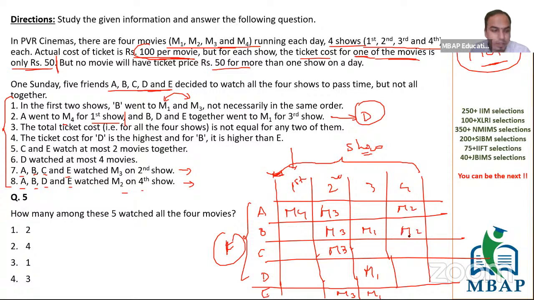A, B, that we see. D is also something we know, which is M2. And E is what we know, M2. Great. If you see, this is also direct, this is also direct.